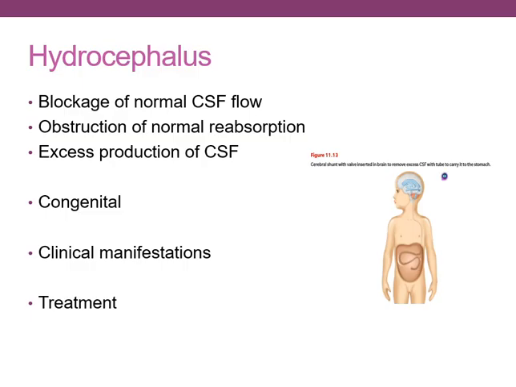We've already talked about these 3 reasons we might have increased CSF: blockage of normal flow, obstruction of reabsorption, which can be some head injuries, and excessive production. So it could be congenital, which is an increase in ICP because of the CSF buildup, and that is treated with a VP shunt. So they put a shunt from their brain down into their abdomen. Acute hydrocephalus is sudden onset, and they can be stuporous or comatose. That can be managed with the shunt.